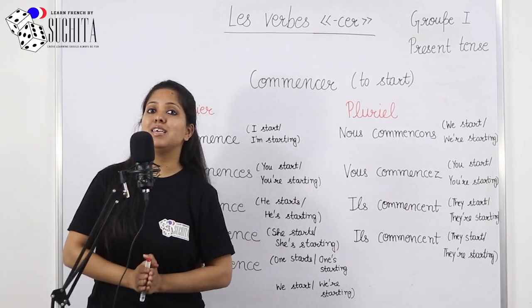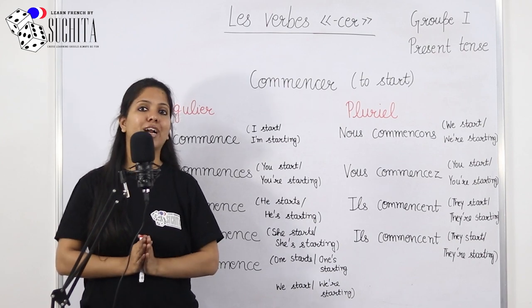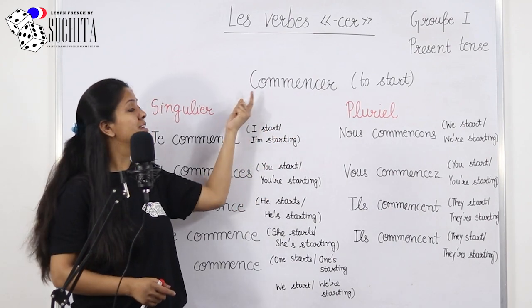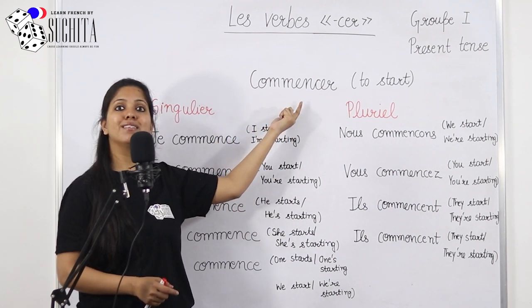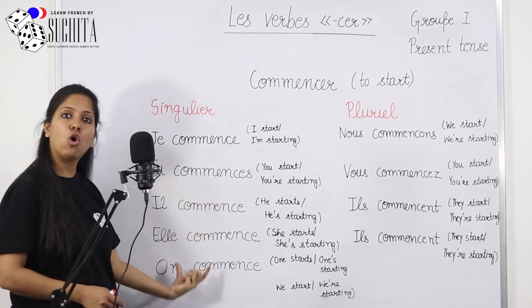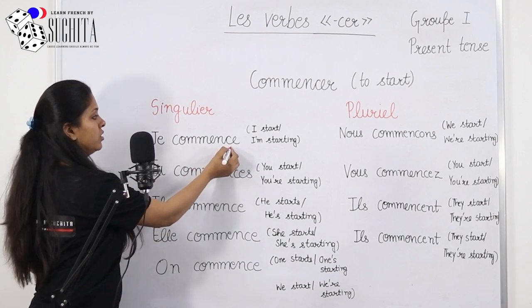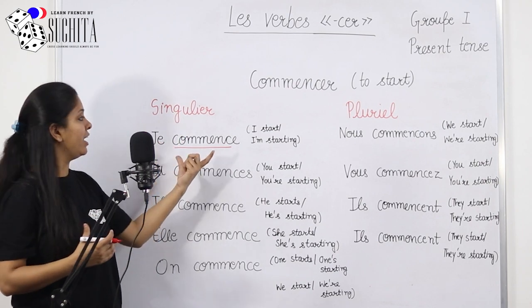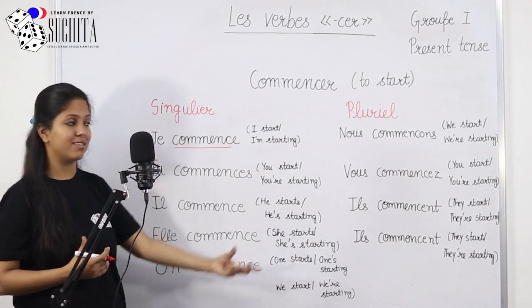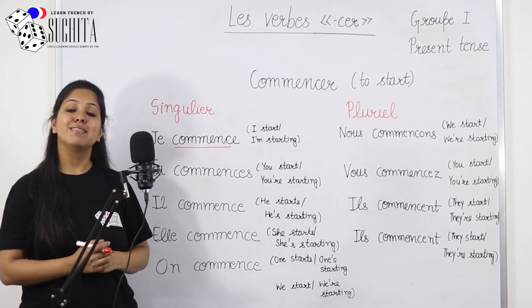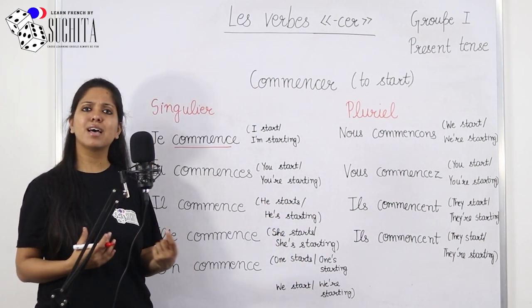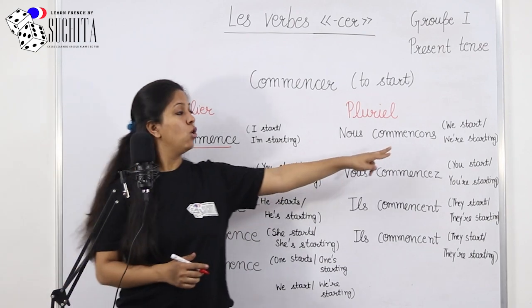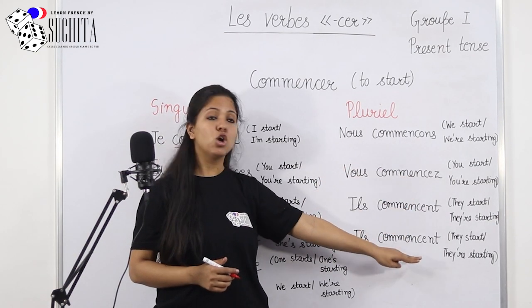Now, since it is a CER verb, that doesn't mean that you have to cut CER. No. You still cut ER only. So if you cut ER, you are left with C-O-M-M-E-N-C. That you will write in all the cases. So till here you have your radical, that you will write in all the cases. Now, followed by terminaison. What are the endings? The endings are e, es, e, ons, ez, ent, ent.